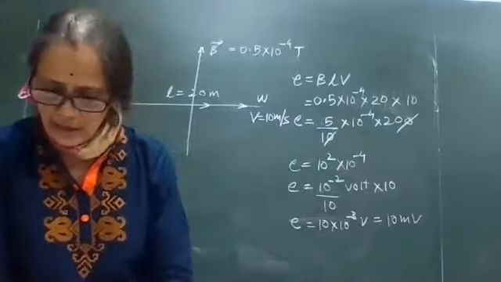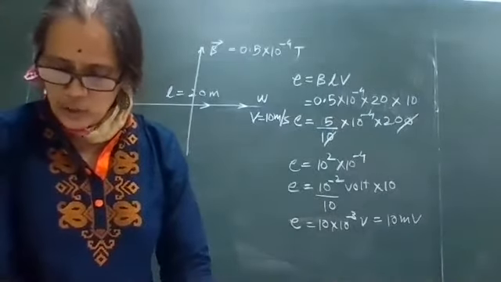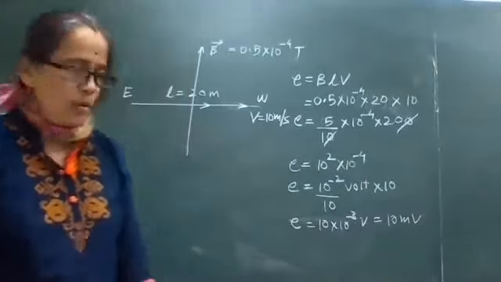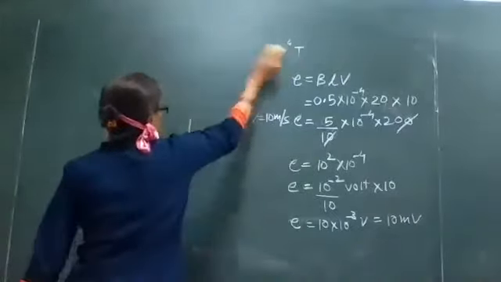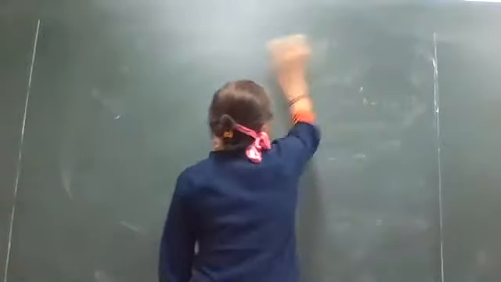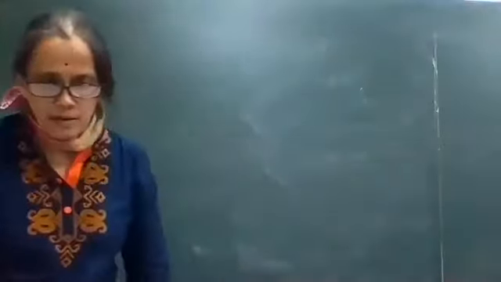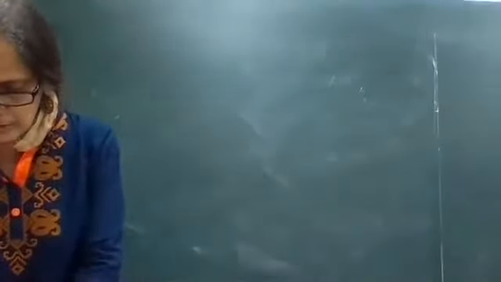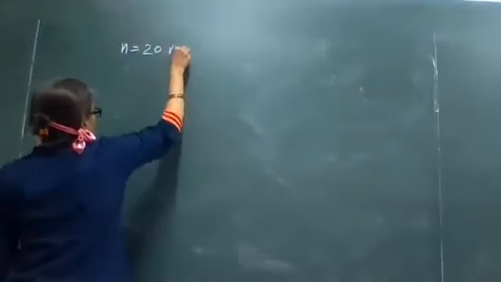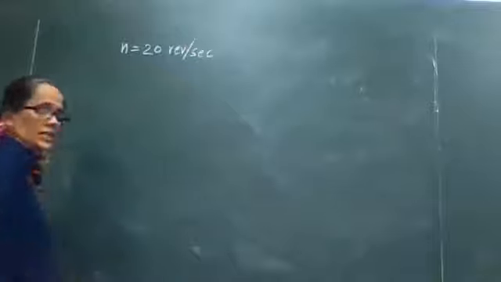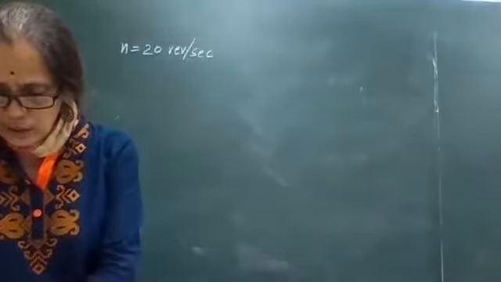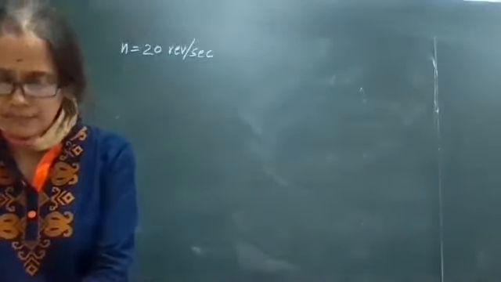Now your next question is about a metal disc. Again, you have a metal disc made to spin at 20 revolutions per minute. So the metal disc is revolving with a frequency of 20 revolutions per second. So I can say that the frequency is given as 20 revolutions per second. This is the frequency. Okay, next.